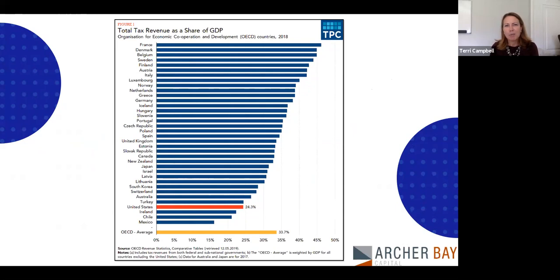Just in case you were thinking about moving away after the election, one way or the other, this is what you'd have to look forward to in other countries. The US is pretty low on the list. If the average is 33%, we're at 24%. France, Denmark, and Belgium are pretty high. Japan is interesting since they have that large debt rate. They're right around 32% tax revenue per GDP. So certainly it seems like there will be a lot of pressure for tax rates to go up, and I don't think that's going to surprise anybody in this audience.